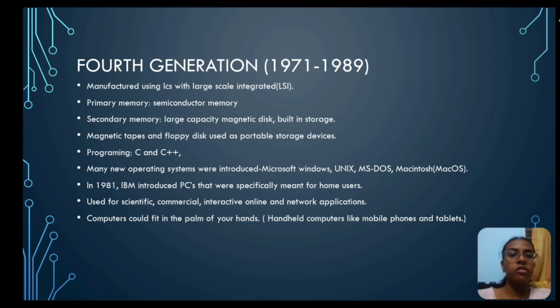Let us talk about the fourth generation computers. They were manufactured using integrated chips with large scale integration or LSI. Semiconductor memory was used as primary memory. Second, large capacity magnetic disk was used as built-in storage or secondary memory. Magnetic tapes and floppy disks were used as portable storage devices.